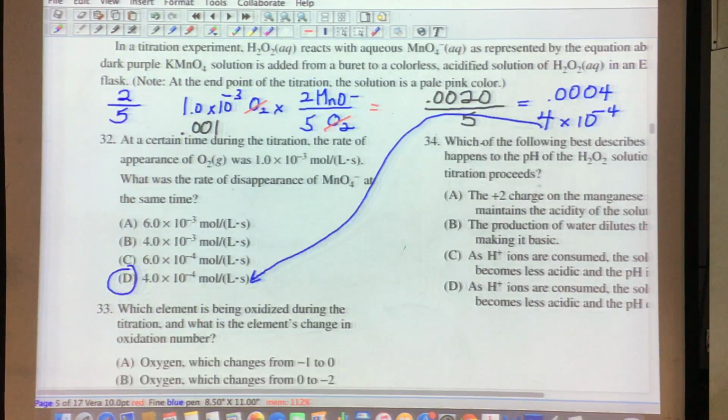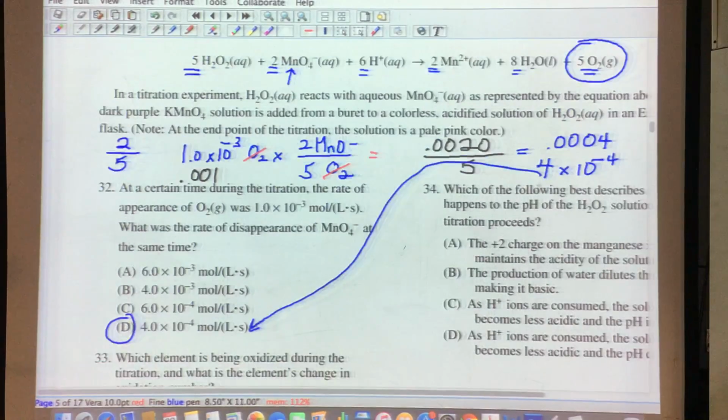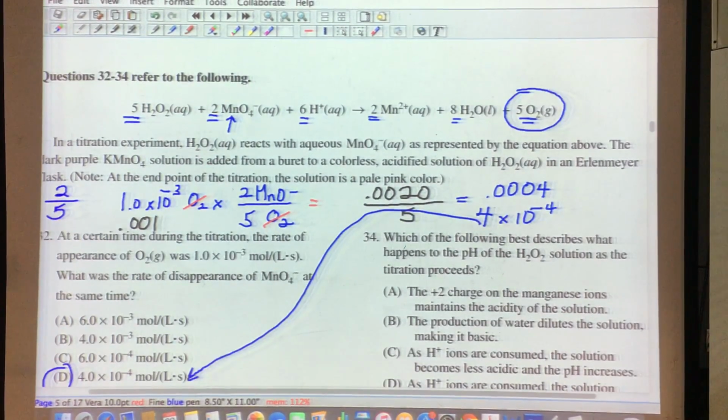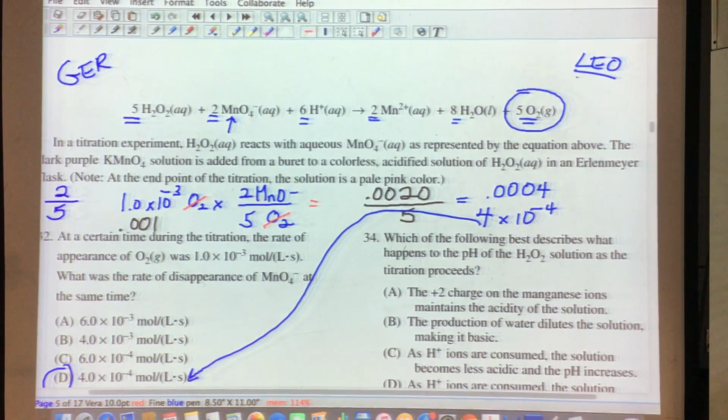Okay, 33. Which element is being oxidized during the titration? Now, what is oxidation? Leo the lion says grrr. So gaining electrons is reduction and losing electrons is oxidation. Why grr first is beyond me, but hey, I'm tall. So we need to find who is losing. If you're losing electrons, which are negatives, that means your charge is going up.